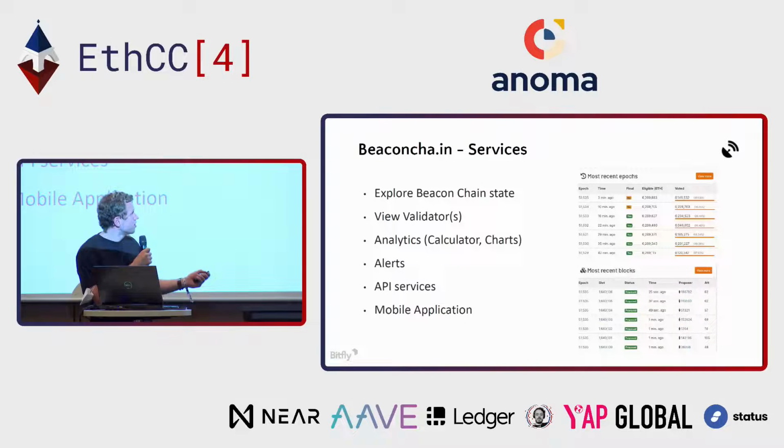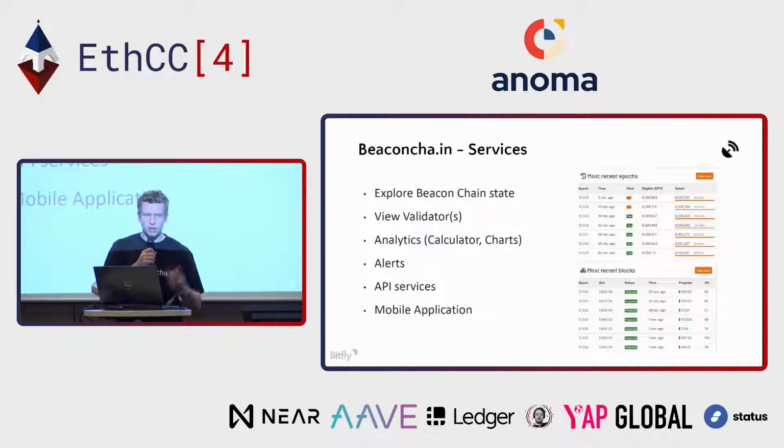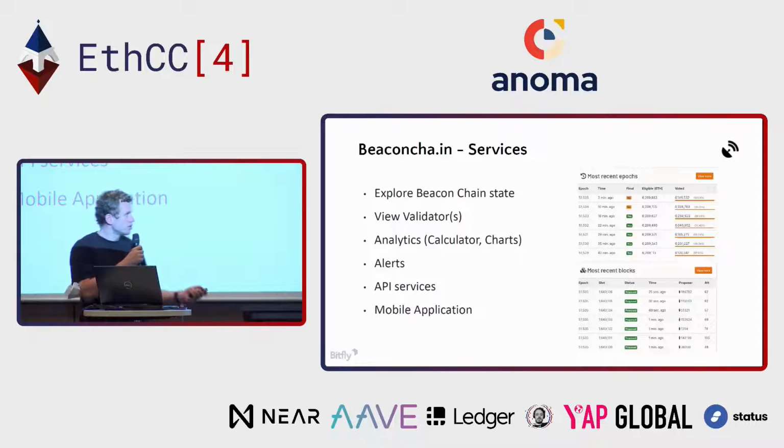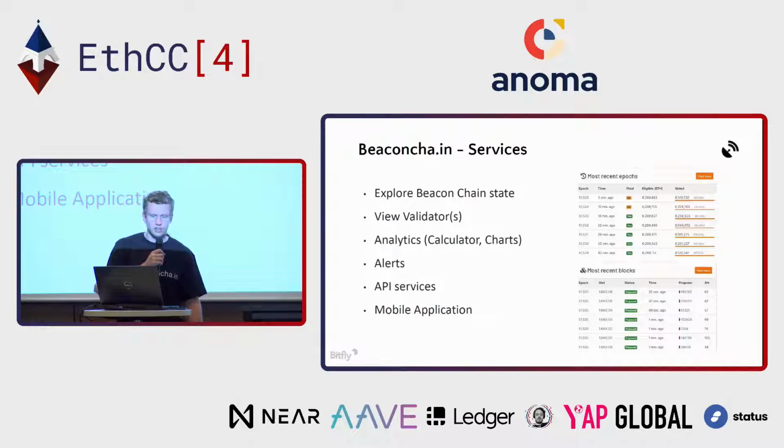And on the side here, you can basically see the current view. You can see if the epoch is finalized. You can see how long ago it is, which epoch it is, the participation, and how much ETH was used to validate this, how many validators and how much ETH is staked at the moment. And at the bottom, you can see the most recent blocks that were proposed, which proposer proposed the block, and you can see how many attestations, aggregated attestations there are.